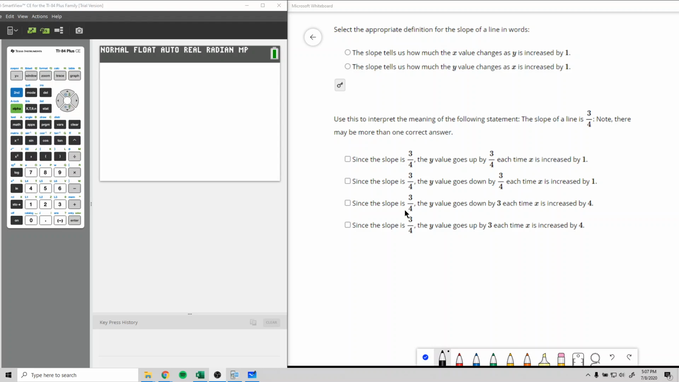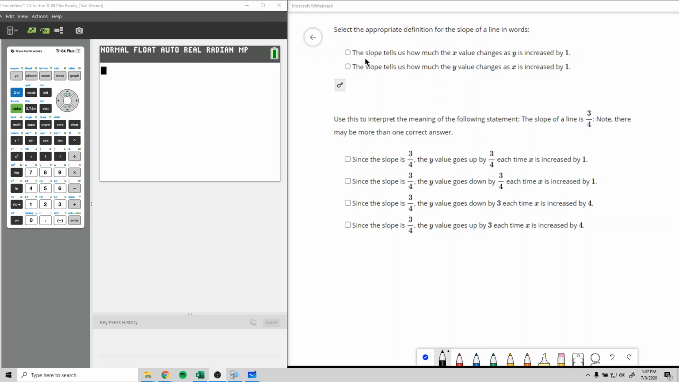This question is asking us about the slope of a line. It's really, the definition is the first part. You see there are two choices there, and then the second part is interpreting what a slope actually means. So the first part, it says, select the appropriate definition for the slope of a line in words. And this is often very useful to think about as a slope.